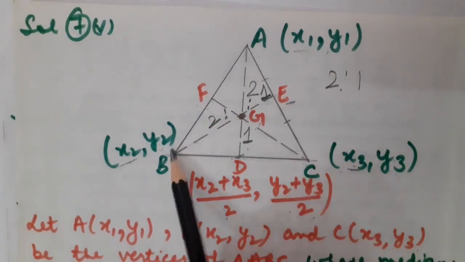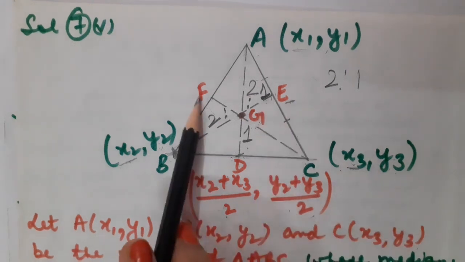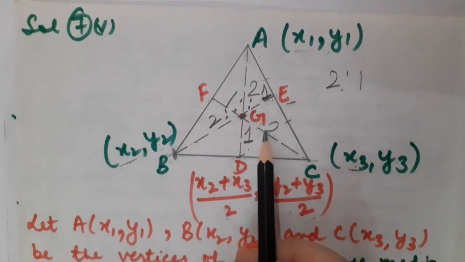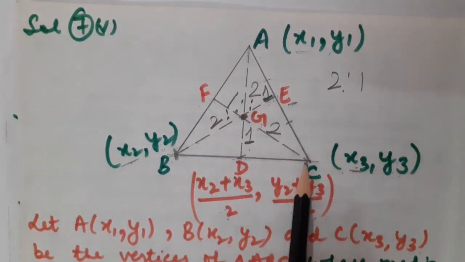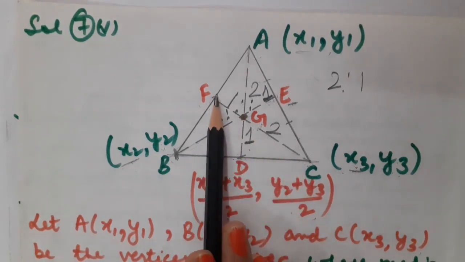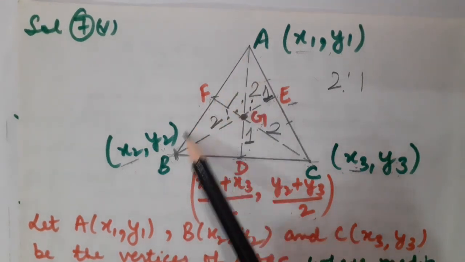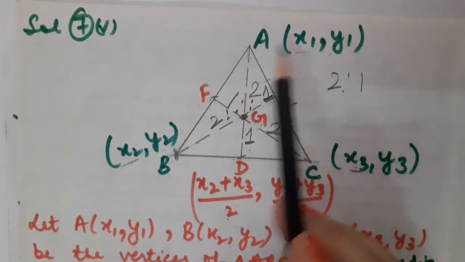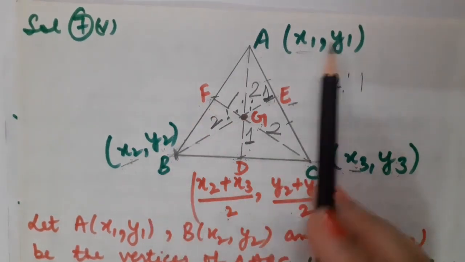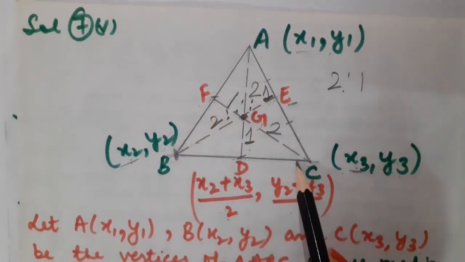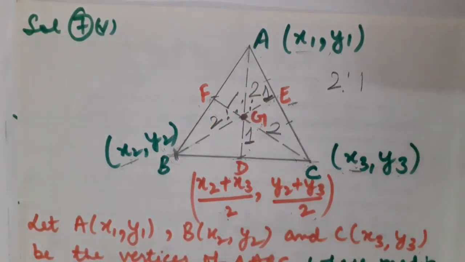Then apply the section formula on BE. Correct? In the same manner, you can apply it on CF also. The ratio will be 2:1, and we read it as CF, not FC. How do we calculate the coordinates of this point F, which is the midpoint of AB? It would be (x1 plus x2) divided by 2, (y1 plus y2) divided by 2. You could apply it on this particular line segment also. That depends on you. Fine.